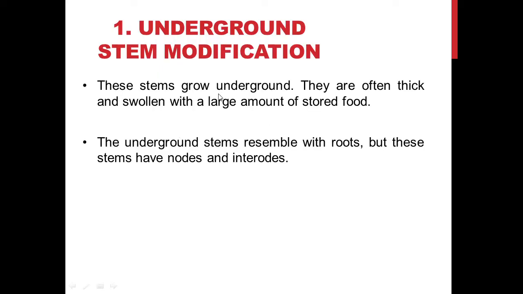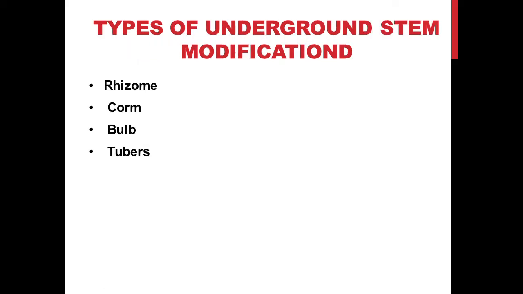These stems grow underground as the name indicates. They are often thick and swollen with large amount of stored food. The underground stems resemble roots, but these have nodes and internodes on them. Therefore, we cannot call it root. So the types of underground stem modification include rhizome, corm, bulb, and tuber.